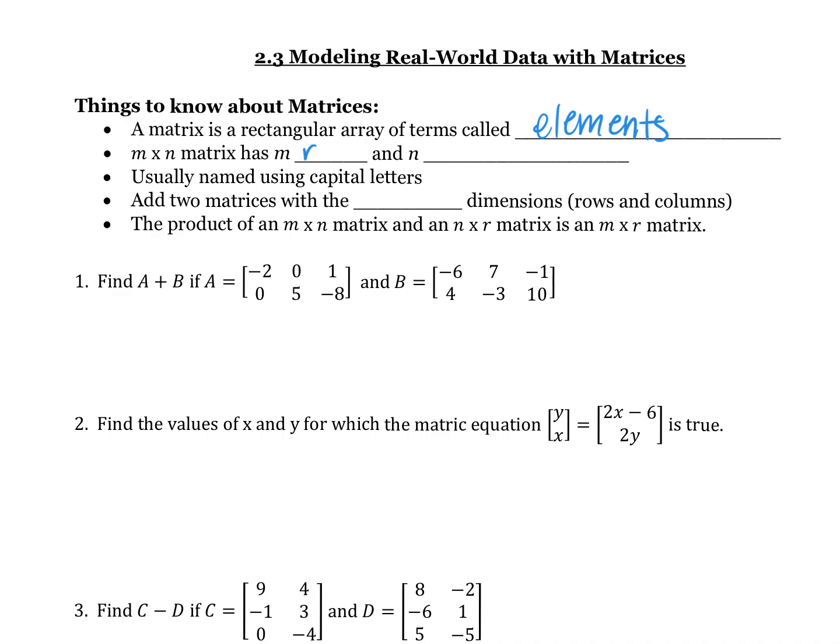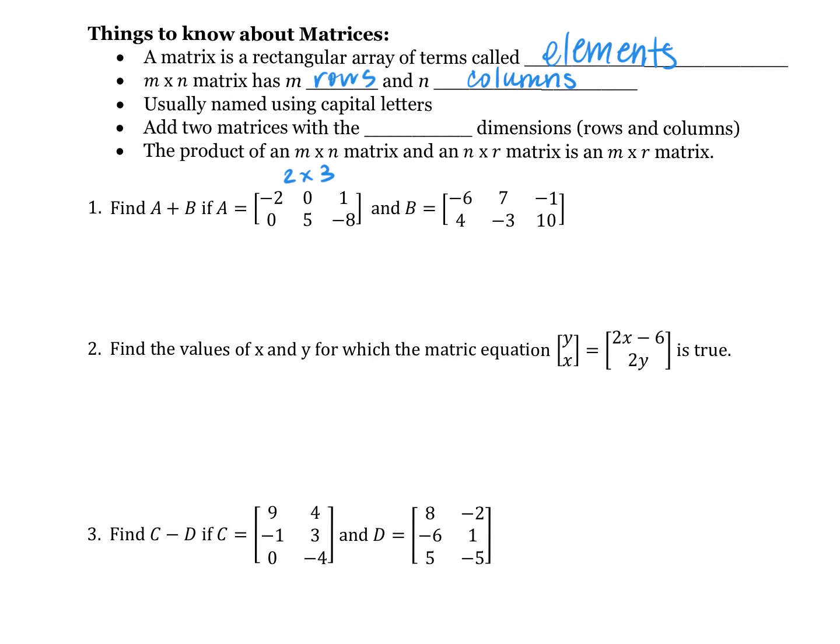It always talks about rows, then columns. Is that very hard to remember? For sure. Rows, then columns. So if we wanted to look at this matrix right here, how many rows do we have? 2 rows. How many columns do we have? 3. So this one right here would be a 2x3. Let's just put some sizes here.